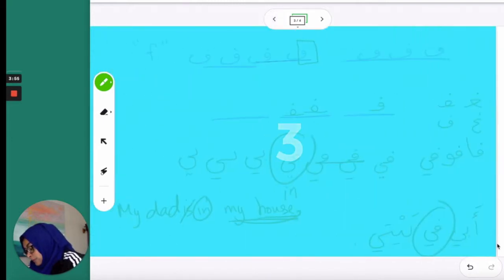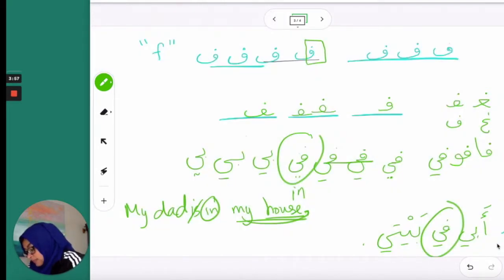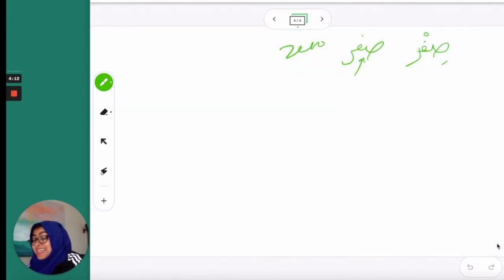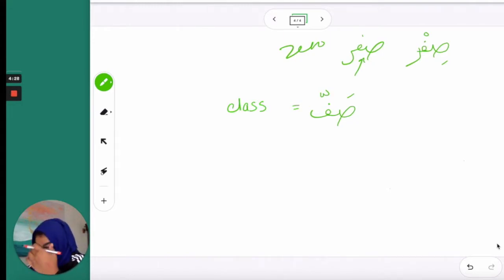And then in final position, the fa is easy because it takes full form. It looks like itself. So go ahead and write that a few times. And we're going to do the word saf. Saf, not saf with a seen, but saf with a sad. So it's heavy. Sad, fatha, saf, fa, fa, fa. And you're going to put a shadda on the fa. Saf, a word that means class.